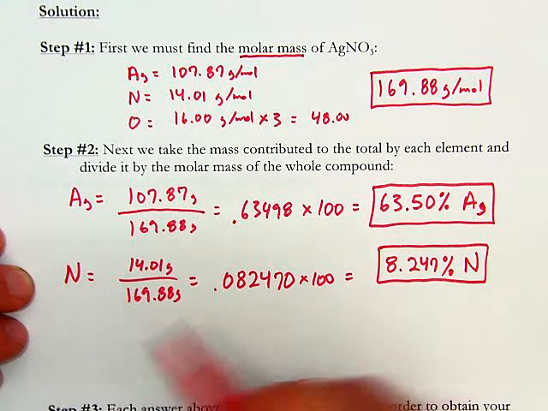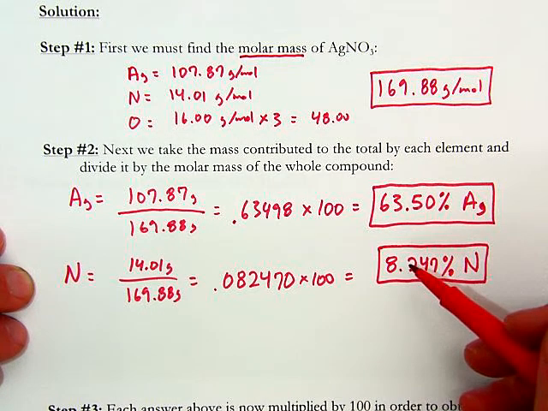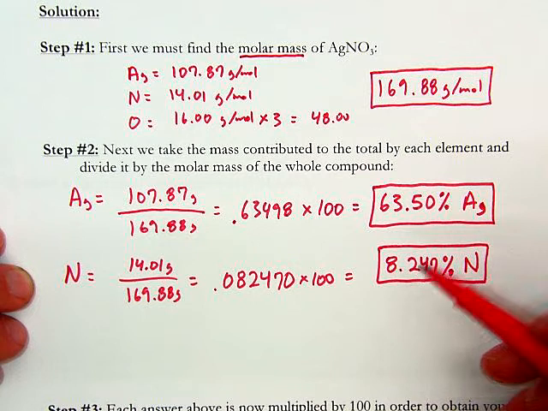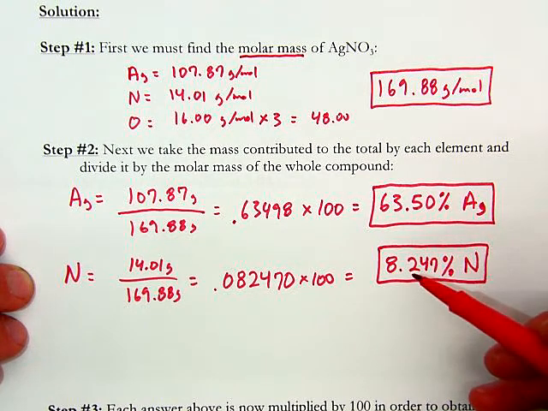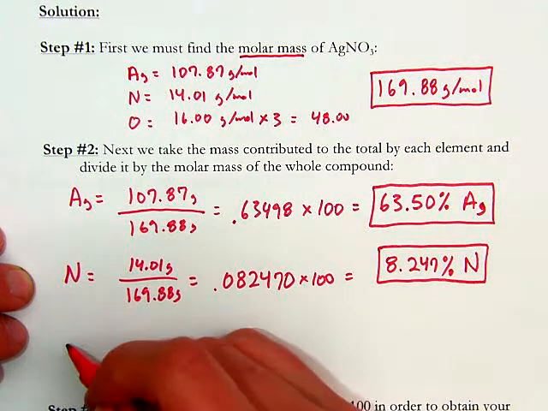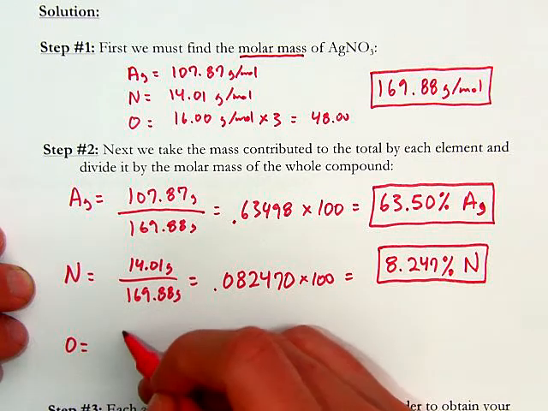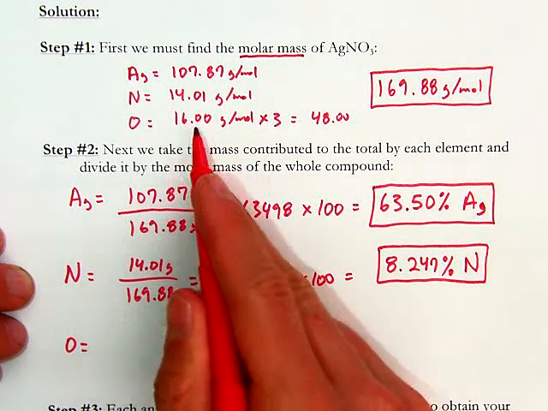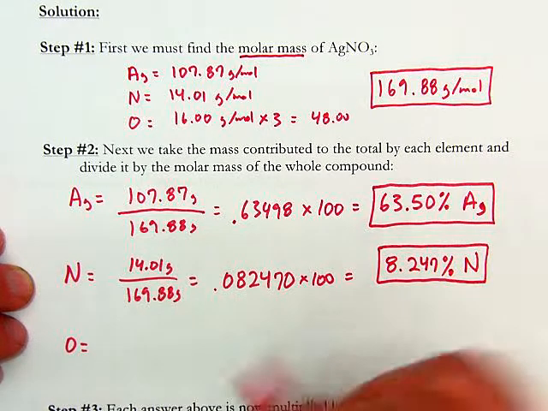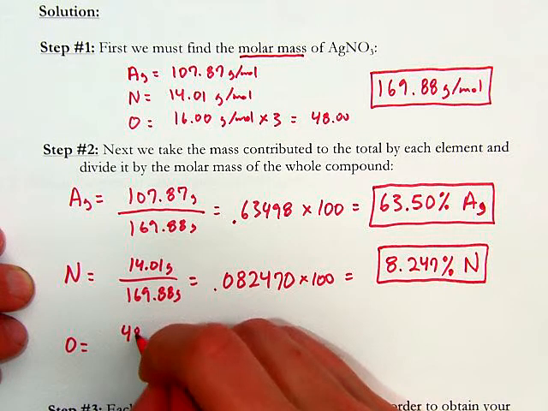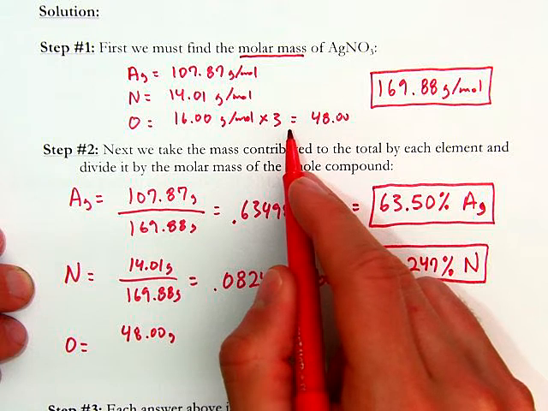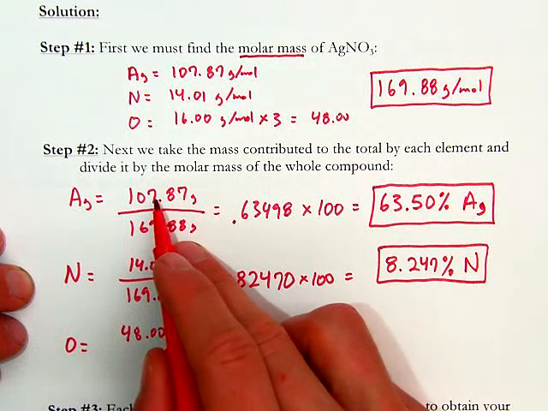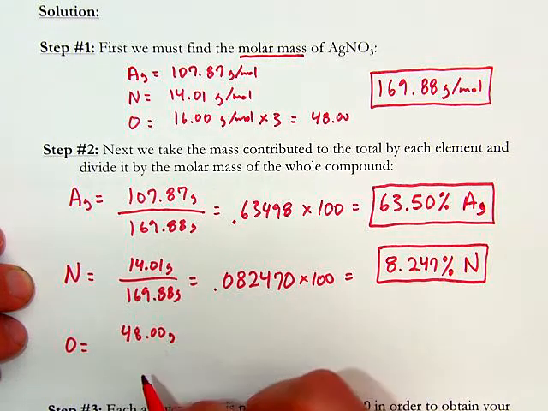Now, just by subtraction, because there are 3 elements, those 3 elements are going to make up 100% of the mass. So if you took 100 minus these numbers, what's left is what's contributed by oxygen. But we're going to write it out just because. Now remember, oxygen has a mass of 16, but I'm going to put 48 on top here because there were 3 oxygens. I know we only had 1 silver and 1 nitrogen, but we have 3 oxygens.